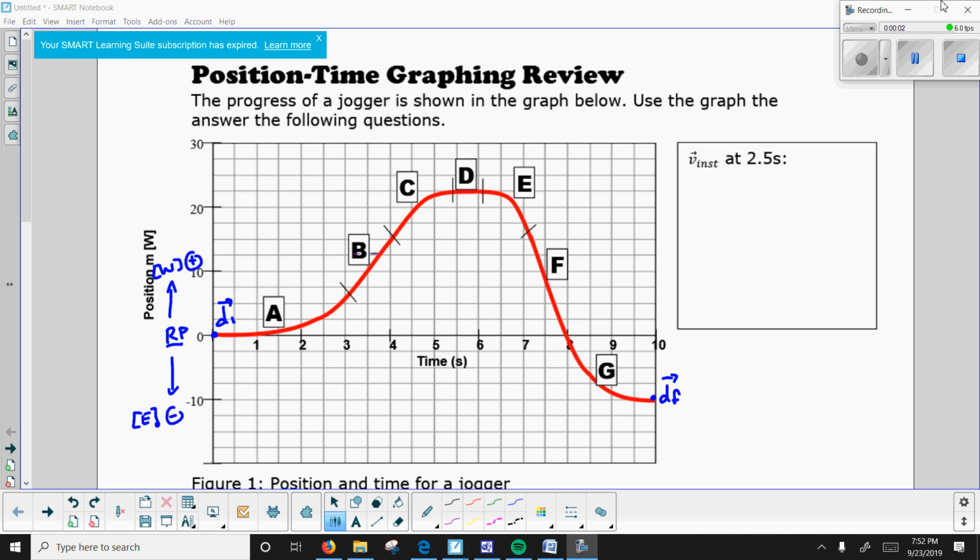Hi everyone, this is Mr. Kier. We're going to be reviewing today's position time graph quiz. I just want to go over some of the key details from the quiz today to make sure that you're really going to be good for the assessment later on.